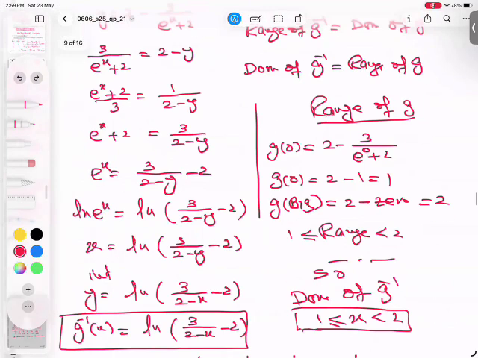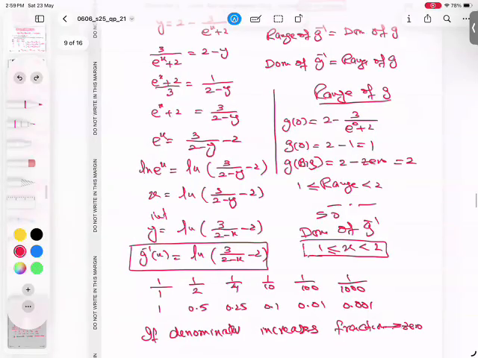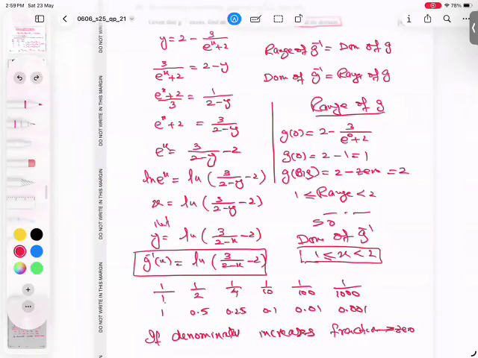And I hope the concept of the question is completely clear, especially that as the denominator is increasing, the net answer is decreasing and gradually approaches 0. I think the point is very clear and this question is completely over.